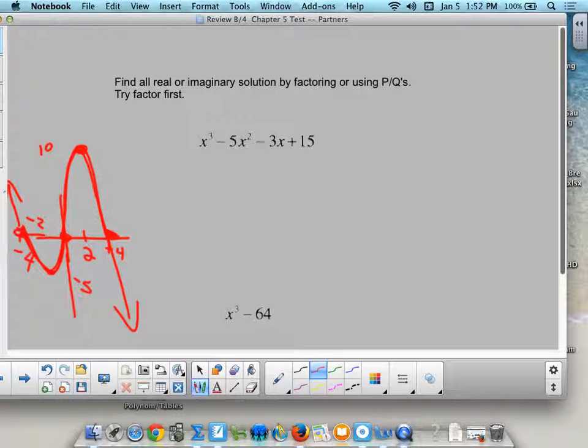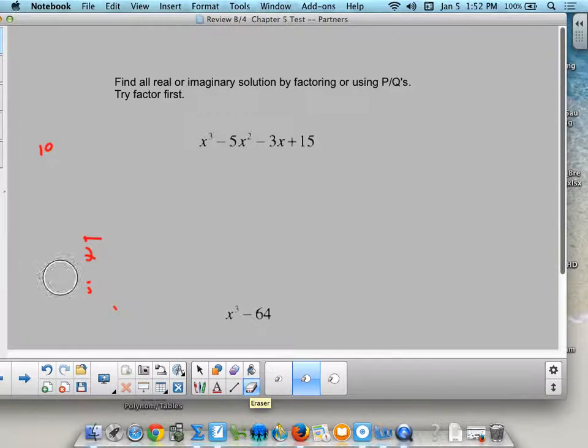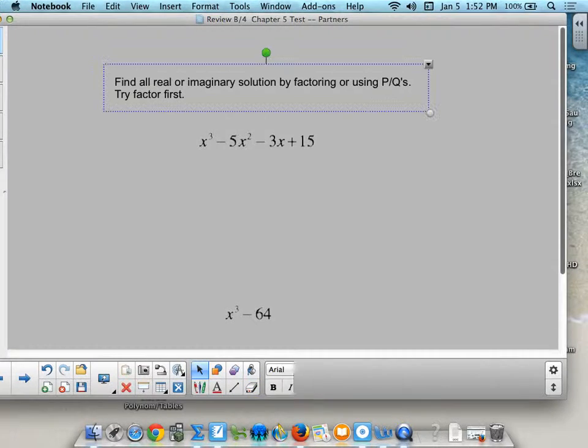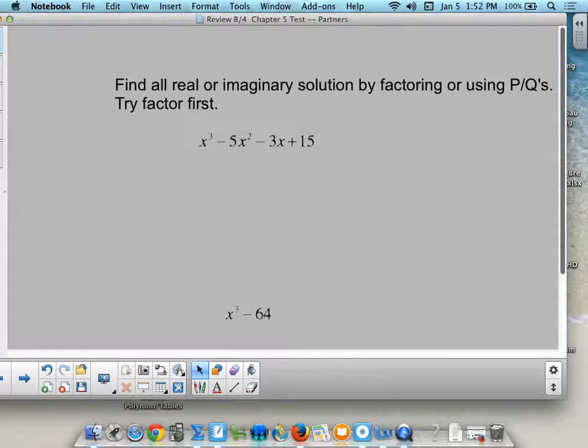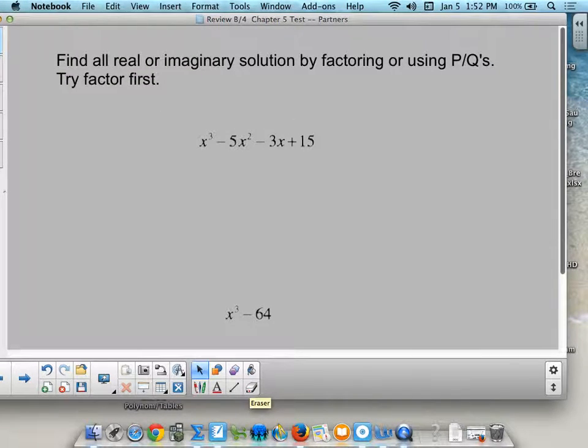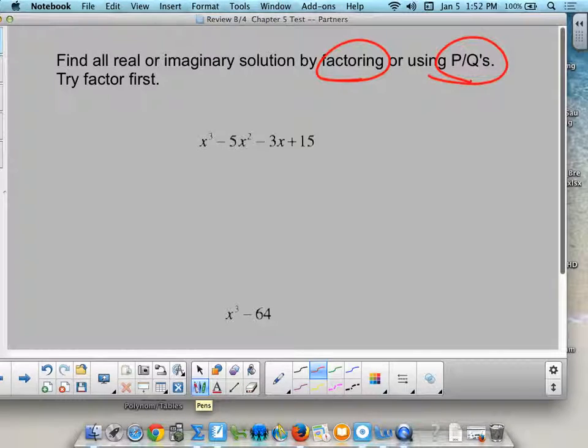Okay, guys, this one. Ready? You are going to find all real or imaginary solutions by factoring or by using P over Q. P's over Q's, which we just learned. But here's the deal. I'll give you a huge hint. What's my hint? Factor first. Factor first. Do not do P's and Q's. Because if you can factor, you can do these so much quicker. Okay?